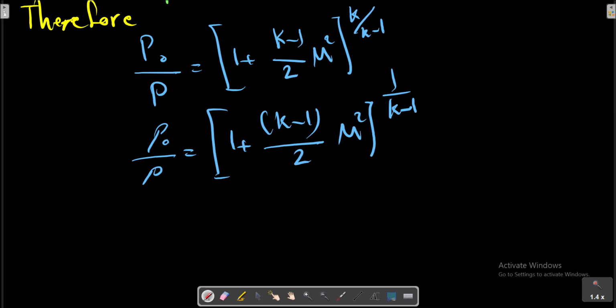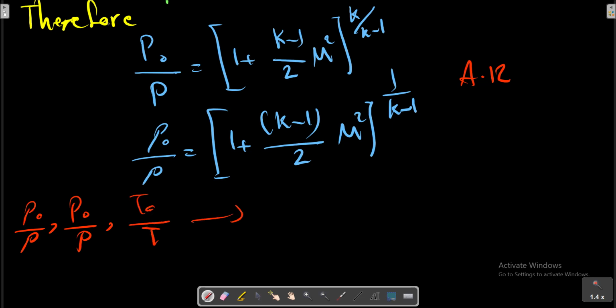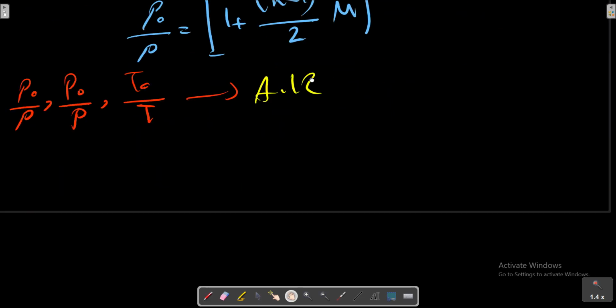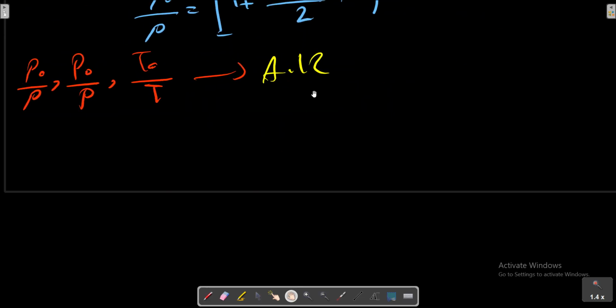Critical pressure and temperature for the isentropic flow of an ideal gas with the value of k. The values of P on P0, rho on rho 0 and T on T0 are given as a function of M in table A12, as a function of M.